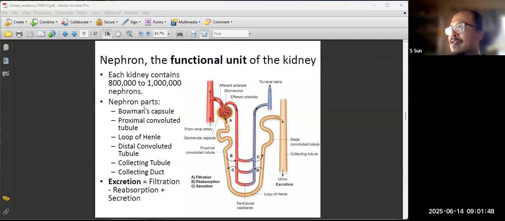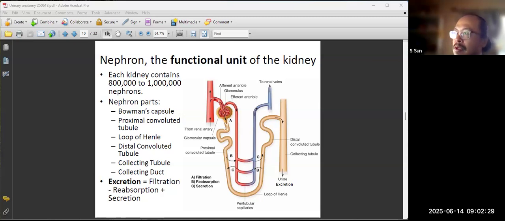So we have the nephron parts. You have the Bowman's capsule, proximal convoluted tubule, loop of Henle, distal convoluted tubule, and then collecting tubule, collecting ducts. They receive the urine from the blood. So from the renal artery, you will start to have the afferent arteriole, then glomerulus, efferent arteriole. Here is the peritubule, so people call it peritubule capillary. And then finishing that, it goes back to the vein.